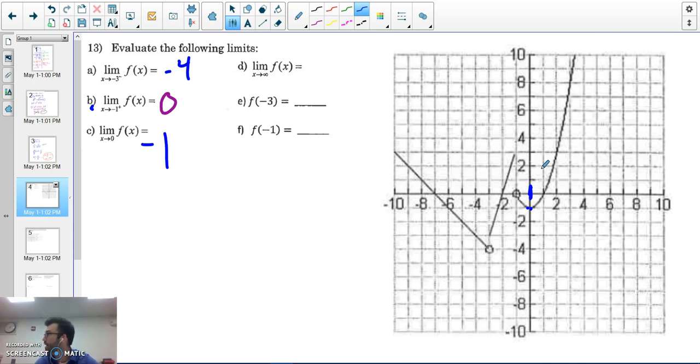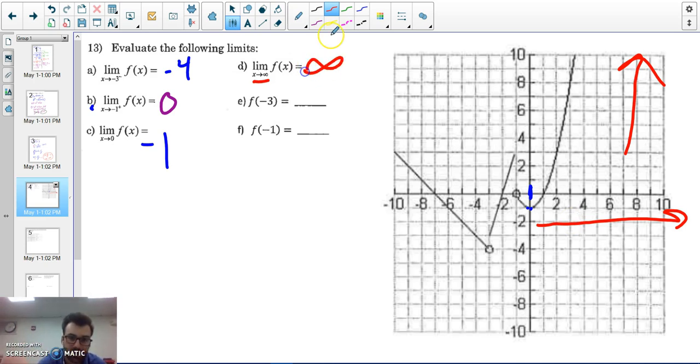Remember, our left-hand limit and right-hand limit must match in order for the limit to exist. All right. The limit as x goes to positive infinity. So as x is increasing, what are my y values doing? My y values are also increasing and going off to infinity. Wow, we're cruising.